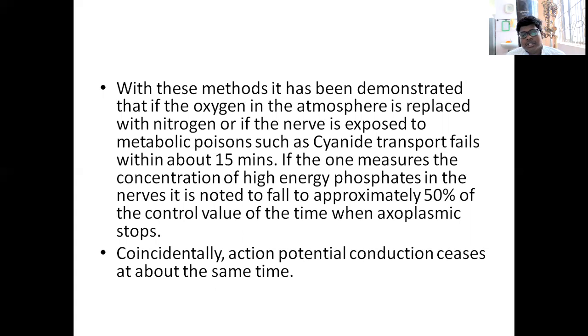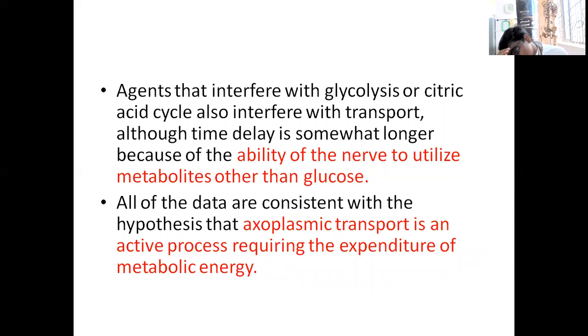When the concentration of high energy phosphates in the nerve is measured, it is noted to fall to approximately 50% of the control value at the time when the axoplasmic transport stops. Coincidentally, the action potential conduction ceases at about the same time. Agents that interfere with glycolysis and the citric acid cycle also interfere with the transport, although the time delay is somewhat longer because of the ability of the nerve to utilize metabolites other than glucose.